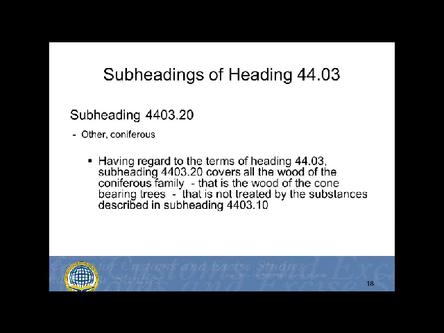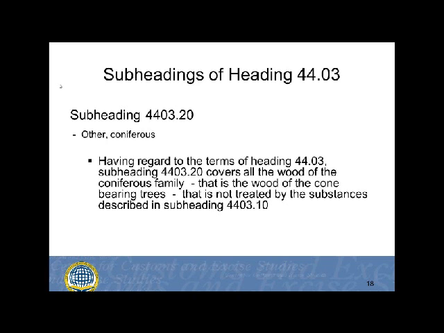The question to ask is, other than what? Why not just say coniferous? What is the significance of that other? It means all the wood of the coniferous family that is not treated by the substances described in subheading 440310. Coniferous just means the wood of cone-bearing trees, for example, fir trees, spruce, cedar.